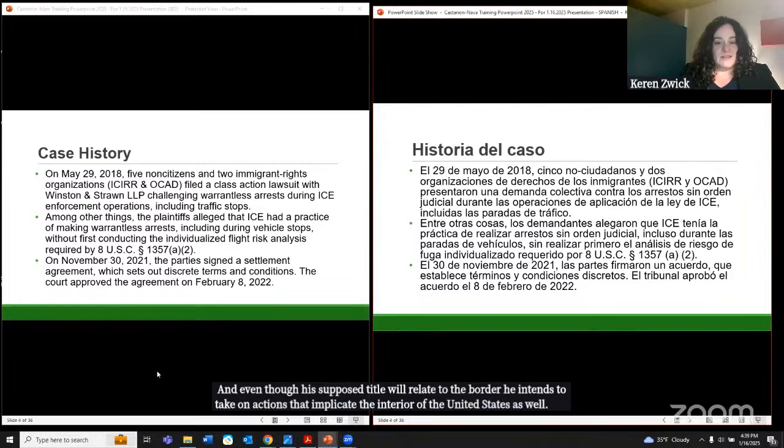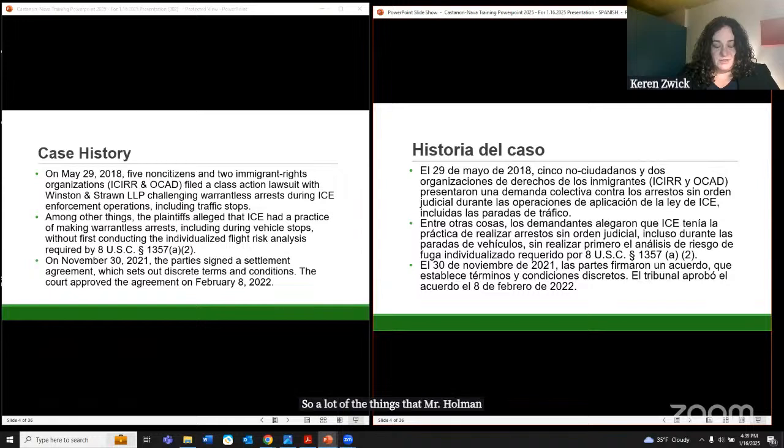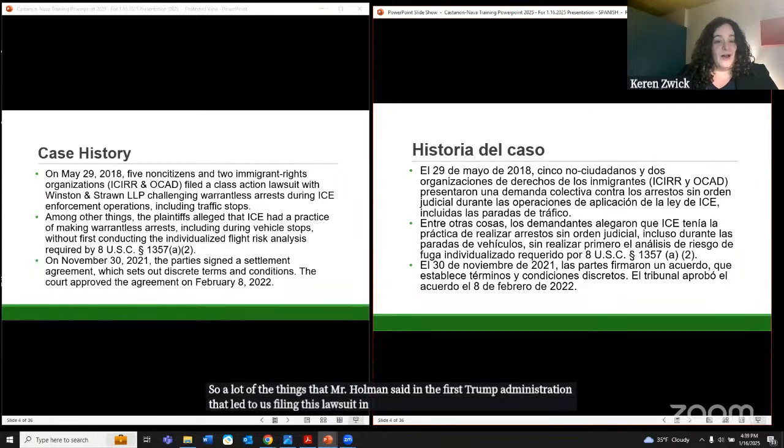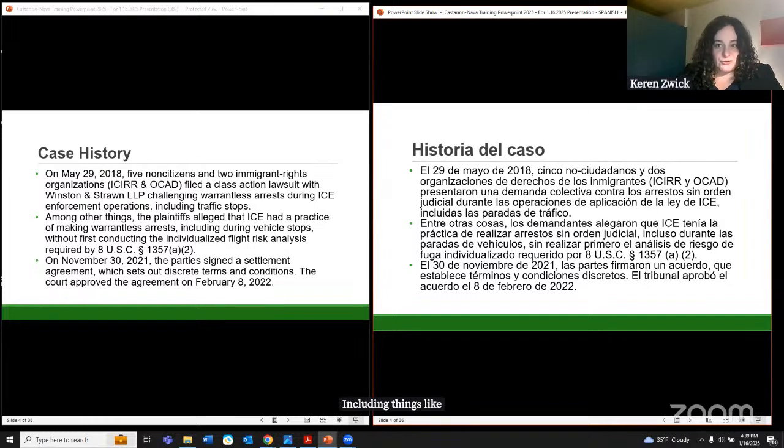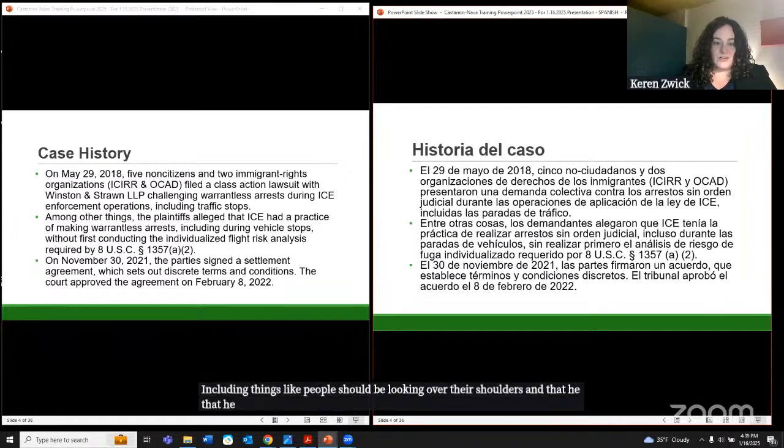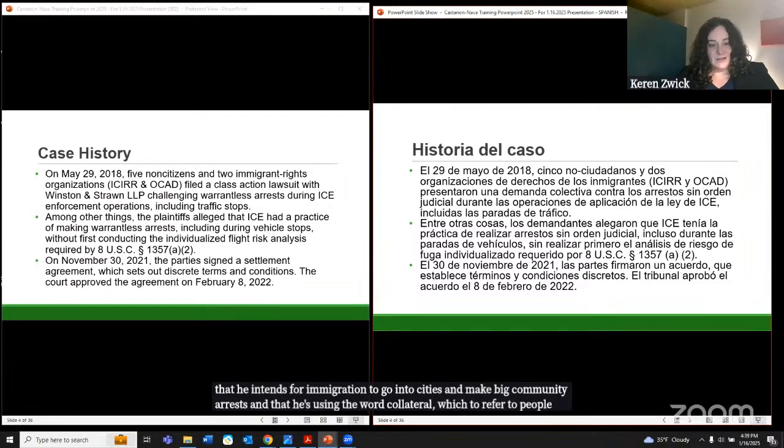So a lot of the things that Mr. Homan said in the first Trump administration that led to us filing this lawsuit in 2018 are exactly the same kinds of things that he is saying right now, including things like people should be looking over their shoulders, and that he intends for immigration to go into cities and make big community arrests, and he's using the word collateral, which refers to people who are in the vicinity of people who might be a target of an enforcement action.